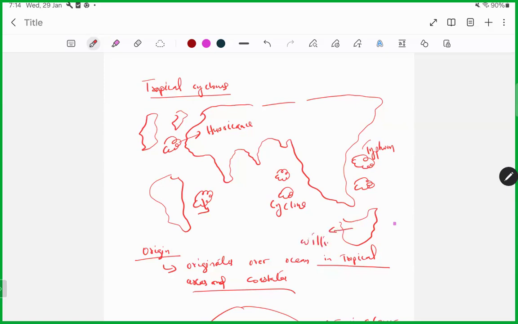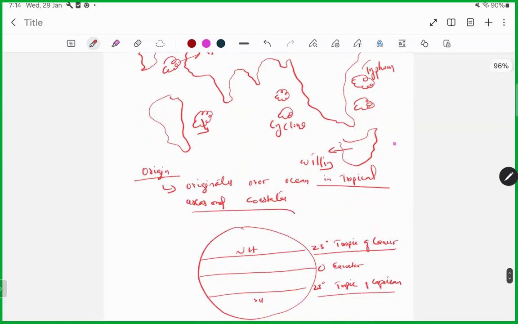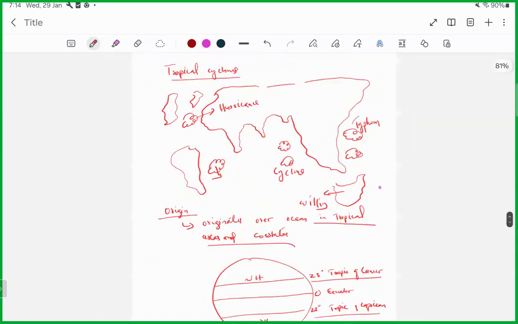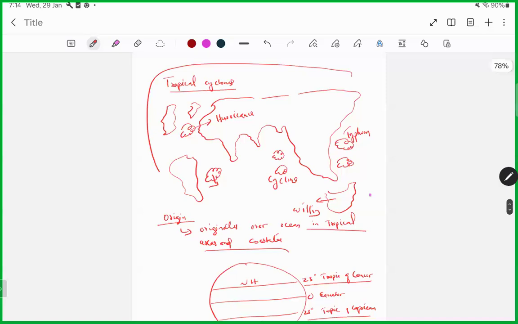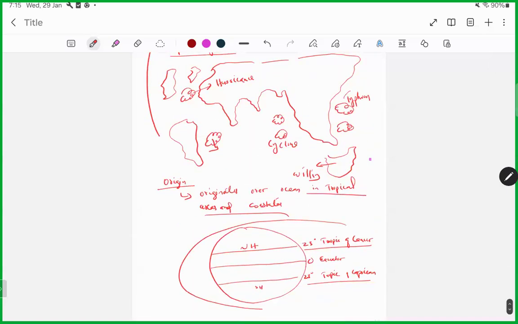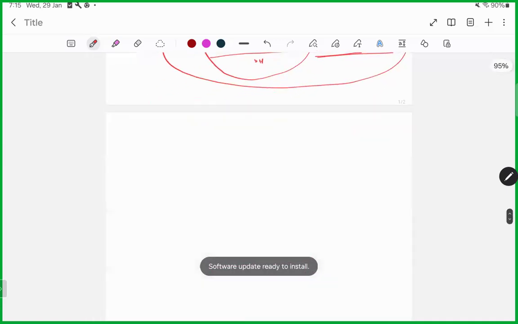Yeah. So you won't be asked to list these when you write the answer. Now just write that they are known by different names in different regions, and you try to draw a map like this. All right. So we have got two maps now: tropical cyclones occur in the Tropic of Cancer and the Tropic of Capricorn, in the ocean and coastal region.